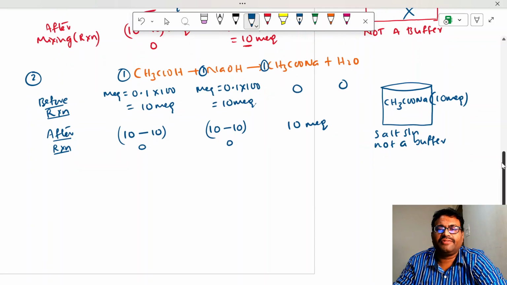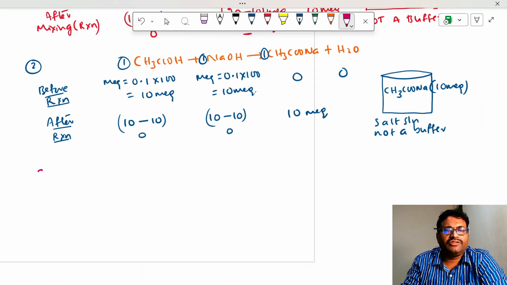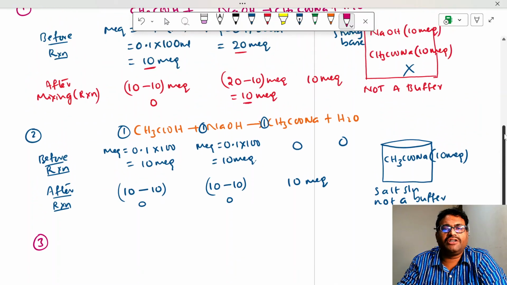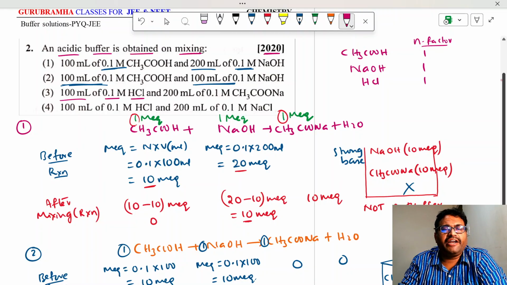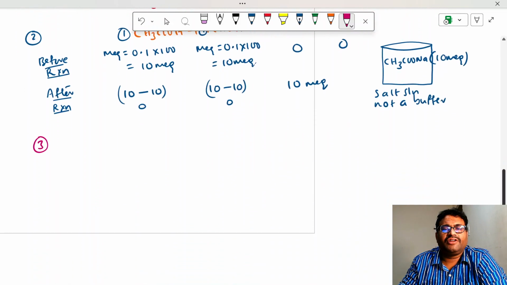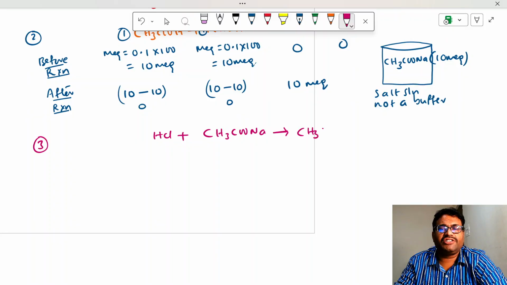Not a buffer. Okay, so let us go with the third option. If you see the third option, what is given? 100 ml of 0.1 M HCl and 200 ml of 0.1 M sodium acetate. The reaction is happening between HCl and sodium acetate. So when the reaction happens between these two, we find that it is CH3COOH plus NaCl, right?